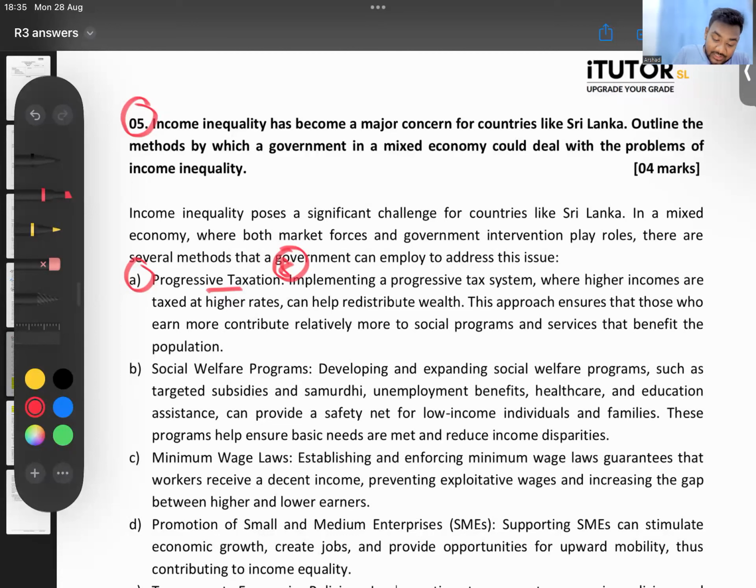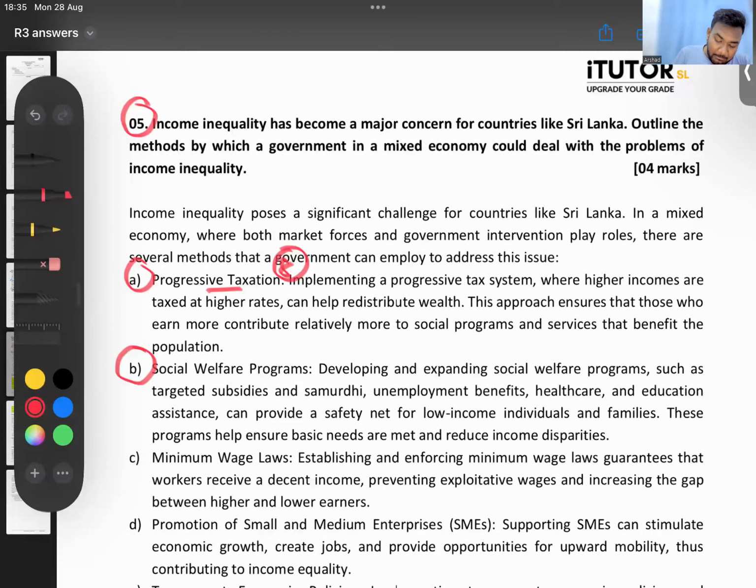Then social welfare programs. Now, that's another thing to reduce income inequality. Now, there are some people who are really poor, who don't have the money to satisfy their basic needs. So what does the government do for them? Government provides samurdhi payments. Now they are coming up with something called asvasuma, right? They are doing all of them.